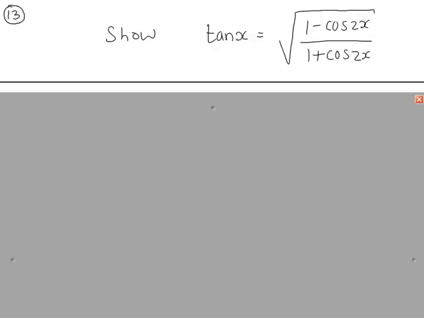Example 13, we have to show that the right hand side simplifies to tan x, so I'm going to work on the right hand side. Ideally, in the numerator I want a sine squared over cos squared. A sine squared over cos squared with the square root will give a sine over cos, which will give the tan. That's what my aim is.